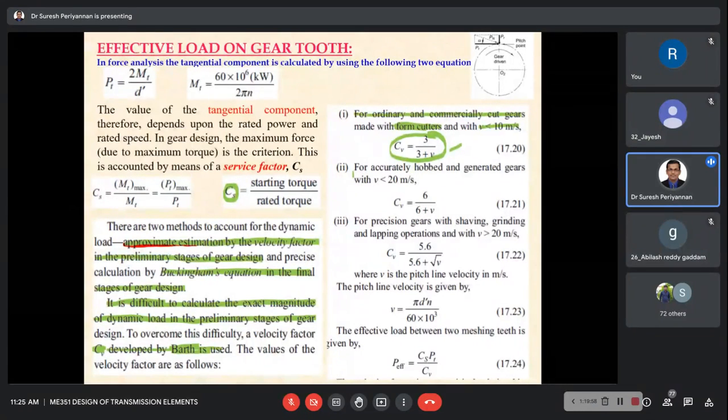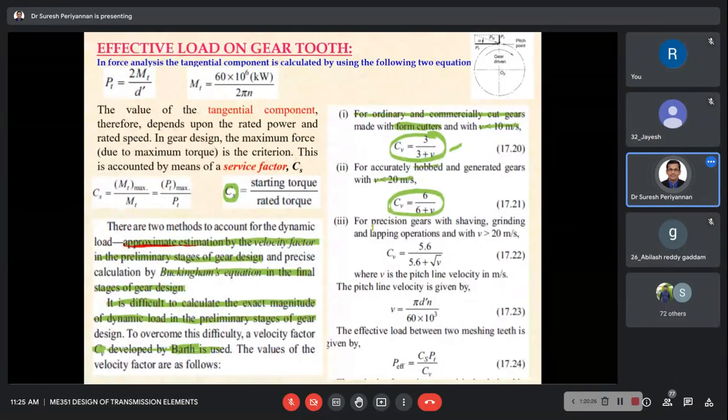Similarly, for accurately hobbed or generated gears, where the gear speed, the pitch line velocity, is less than 20 meter per second, we are using the velocity factor CV equal to 6 divided by 6 plus V.